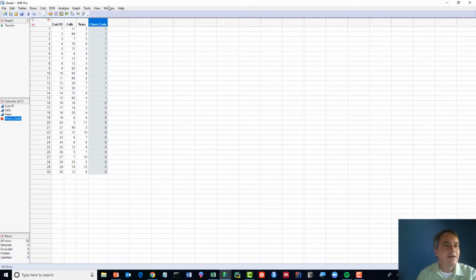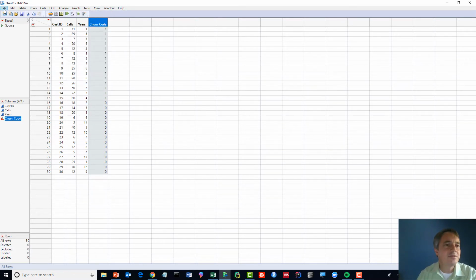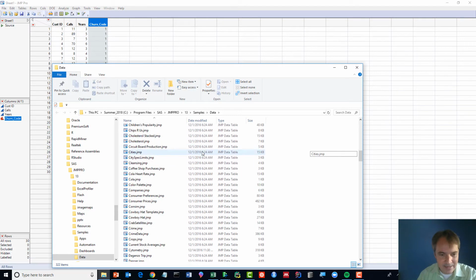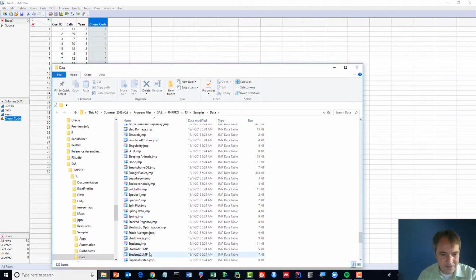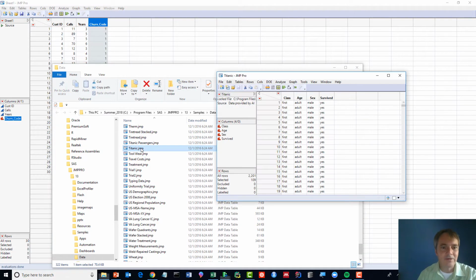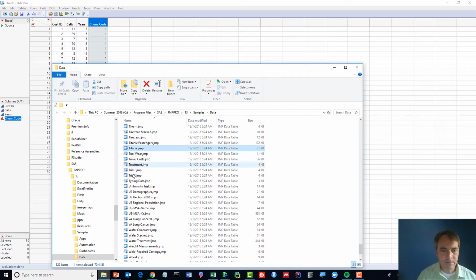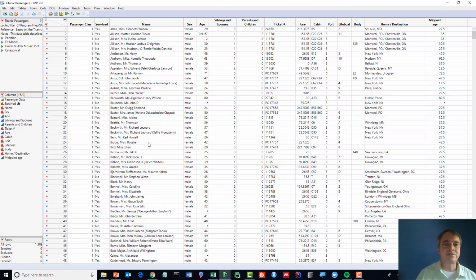Let's see. If you're in JMP, it actually comes with the Titanic data. I've also put it on D2L, but in JMP, if you go to Help, Sample Data Library, it's got a bunch of files here. Let's see, Titanic. Yeah, Titanic. Here we go. We open this. We've got our Titanic data. Titanic passengers. Sorry, Titanic passengers.